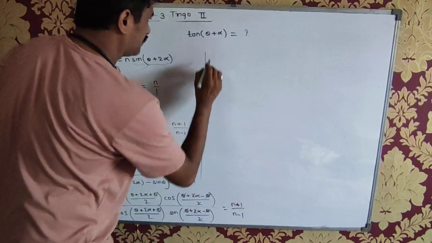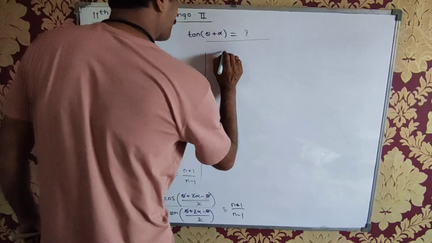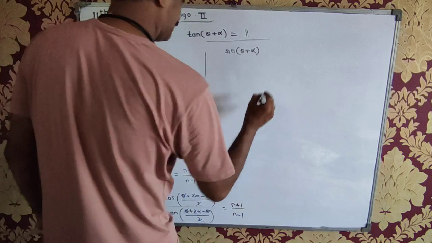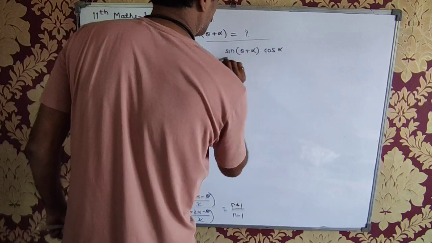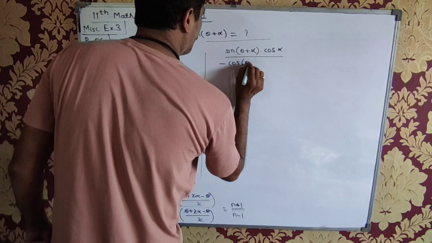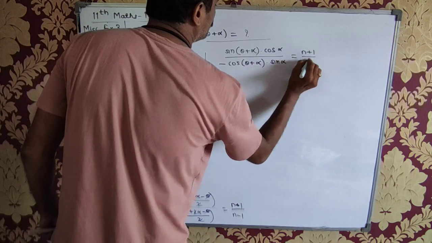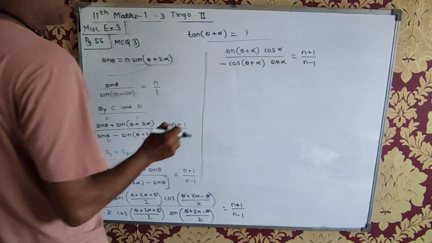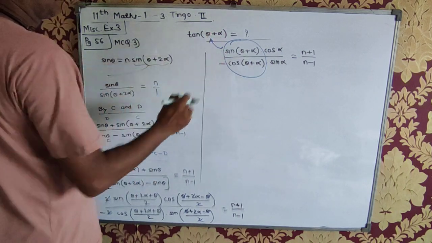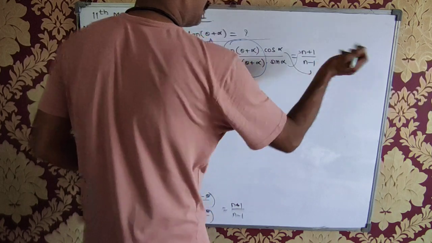What do you get there? What's the meaning? Tell me. Sine of (θ+α) cos α upon minus cos (θ+α) sine α is equal to (n+1)/(n+2). I want this tan, and this sine and cos with a minus.